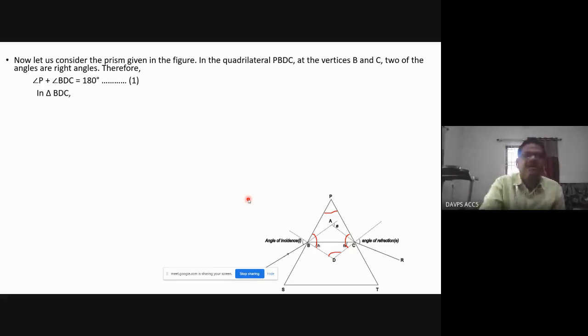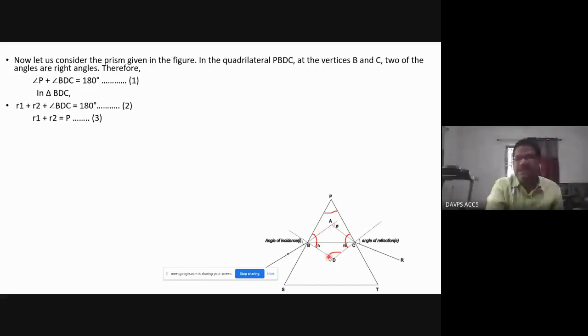So just to remember, in triangle BDC, what observation do you get? From triangle BDC, you get one observation, and that is what I am writing: R1 angle plus R2 angle plus BDC equals 180. This angle plus this angle plus this equals 180. And R1 plus R2 equals P.